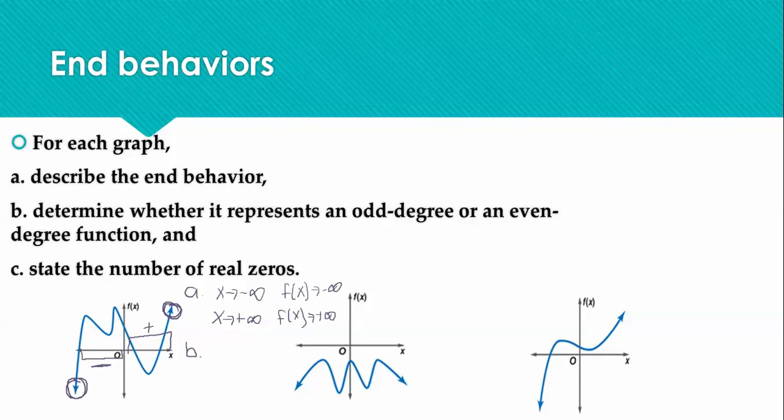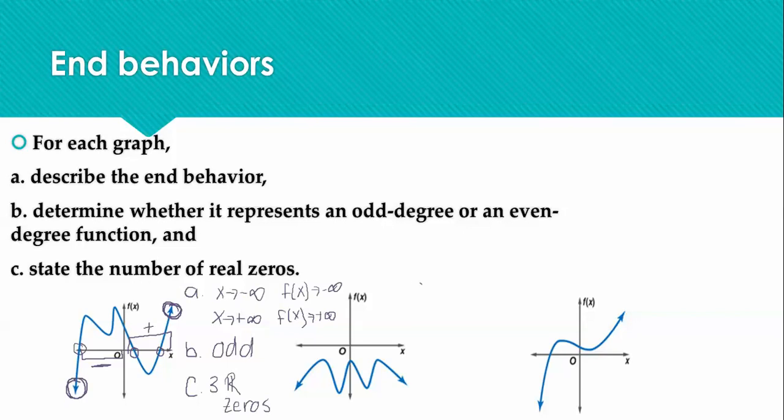B asks us to determine if it represents an odd or an even degree. Well, odd or even, we look at the ends. If the ends are facing opposite directions, it's odd. And the last one, state the number of real zeros. It's asking us how many times does it cross the x-axis. We have 1, 2, 3, so we have 3 real zeros.